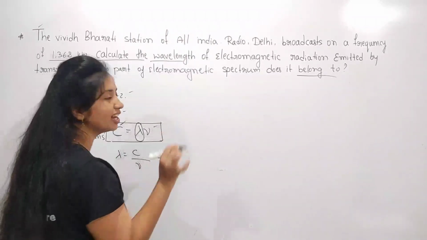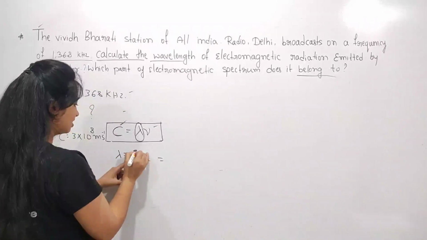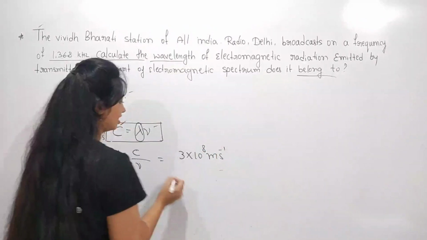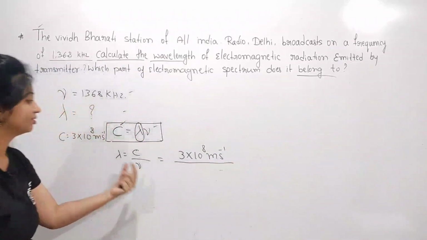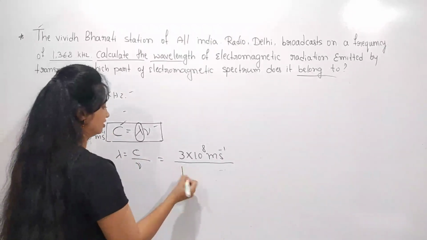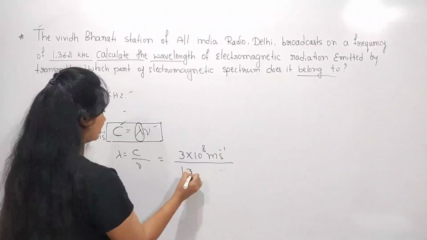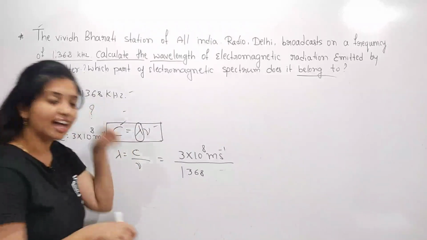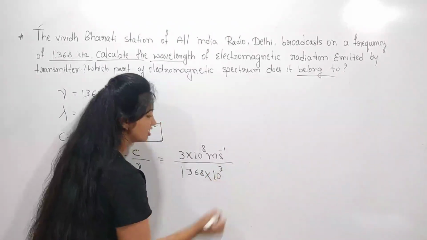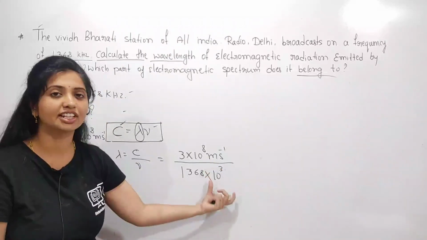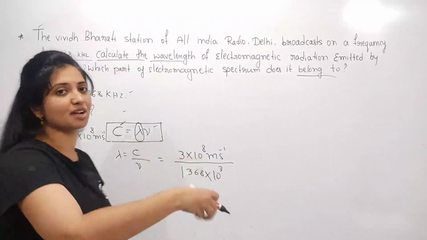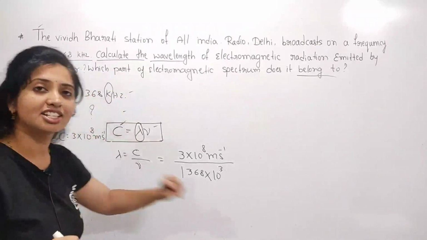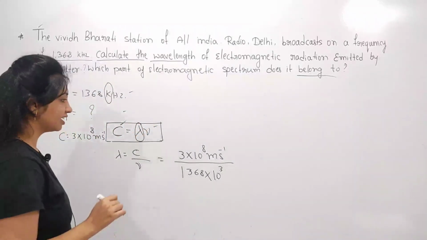This is a very simple calculation. Just take the values. What is c? 3 into 10 raised to 8 meter per second, divided by nu, which is 1368 kilohertz. Kilo means 10 raised to 3 hertz, because in the first chapter you already learned that kilo is 10 raised to 3.